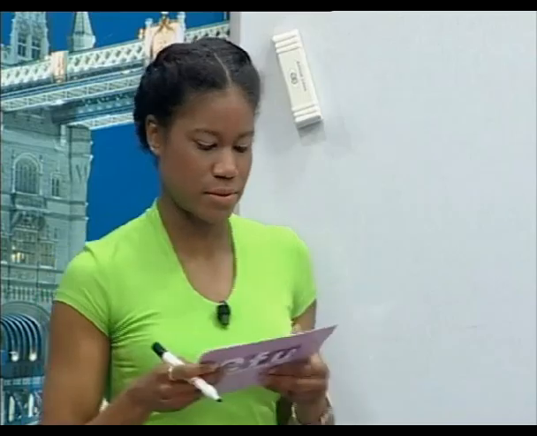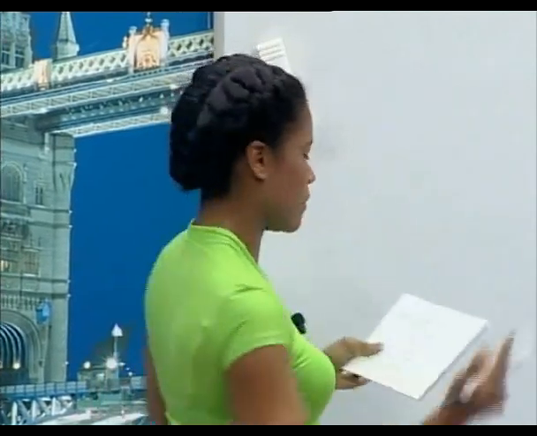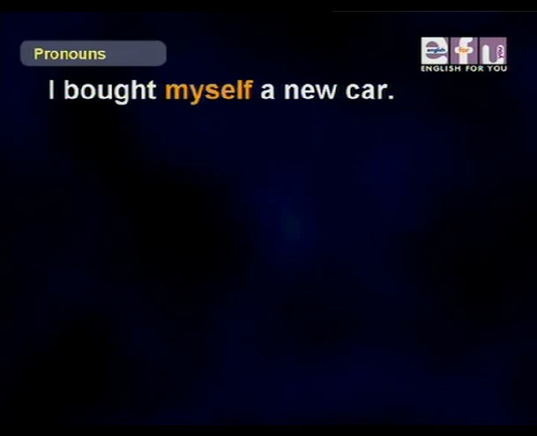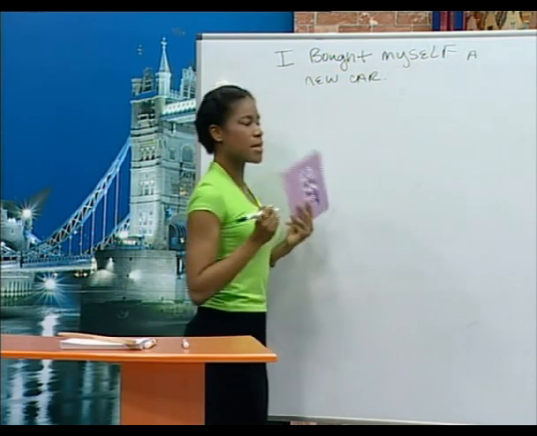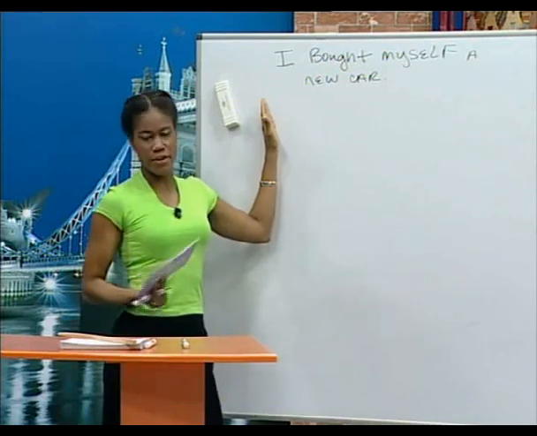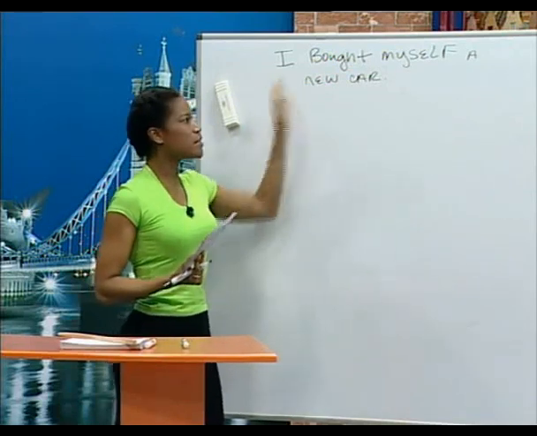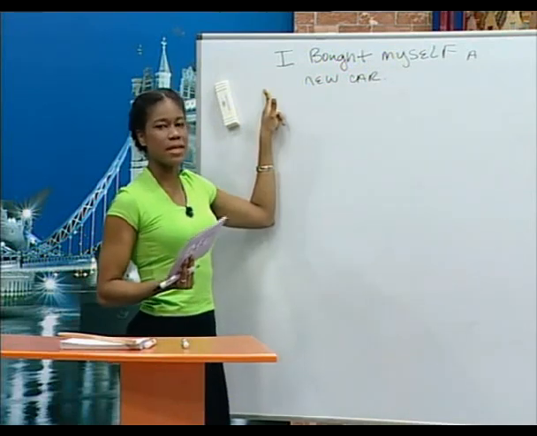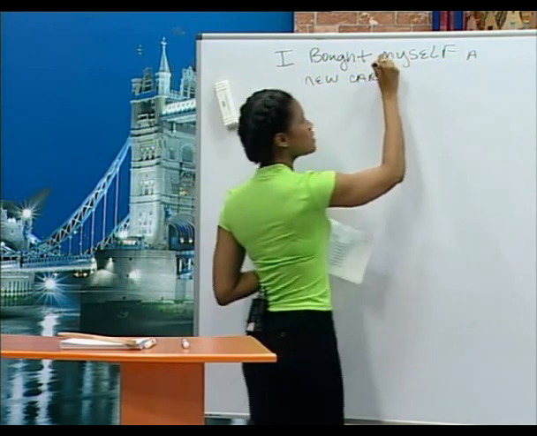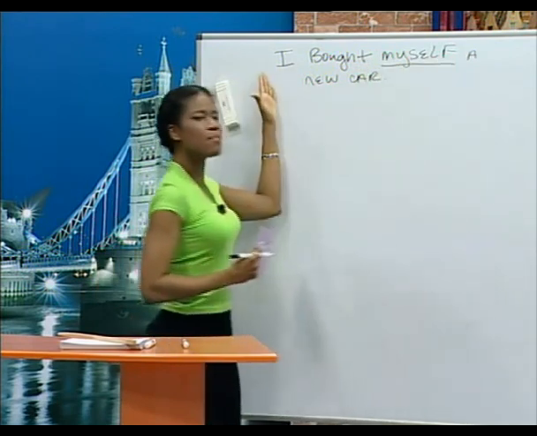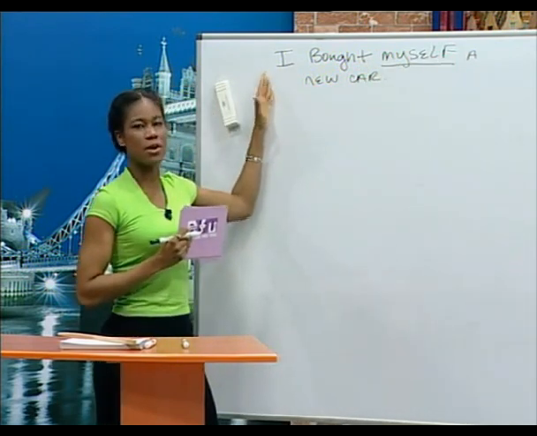Reflexive pronouns. Now, reflexive pronouns refer back to the subject. So, I bought myself a new car. I can say I bought her a new car, but because the object is referring back to me, we can use a reflexive pronoun. I bought myself a new car.